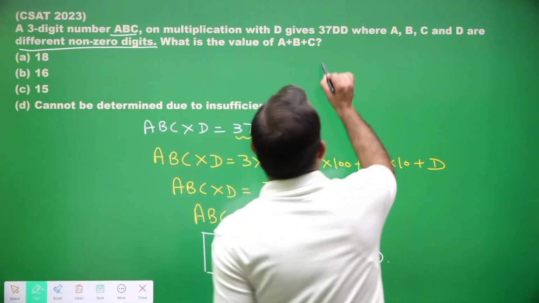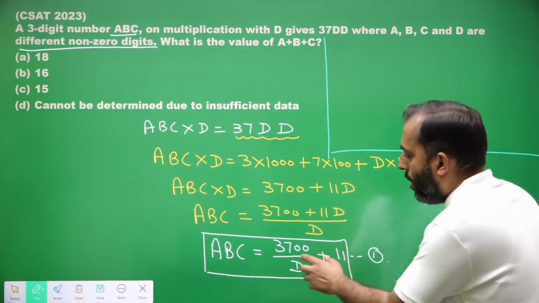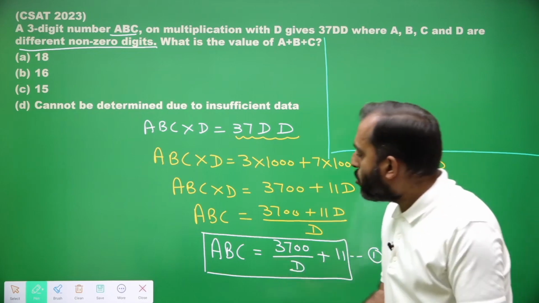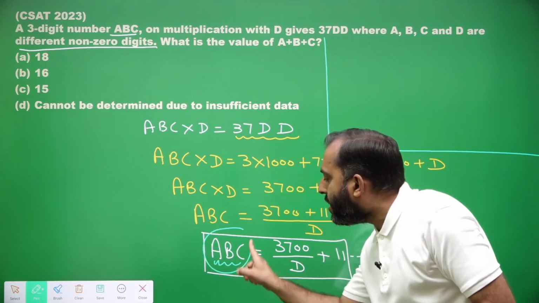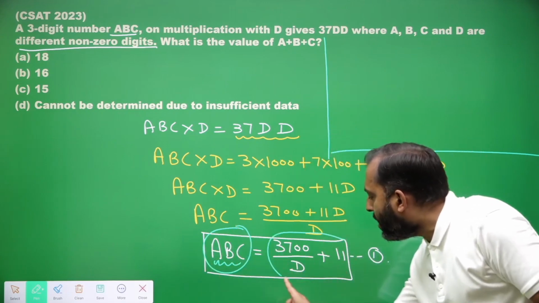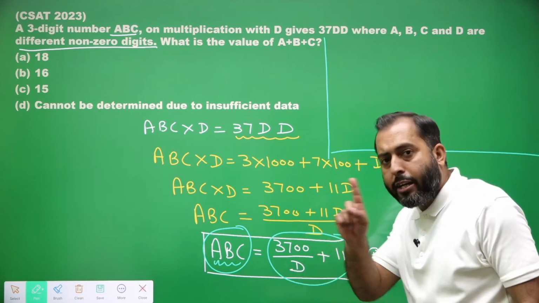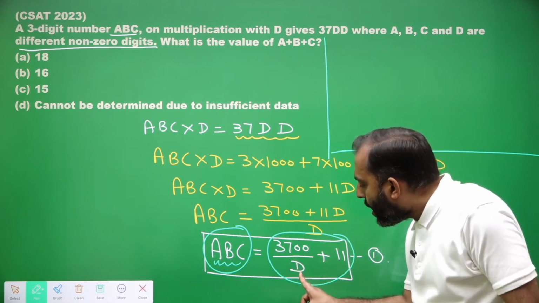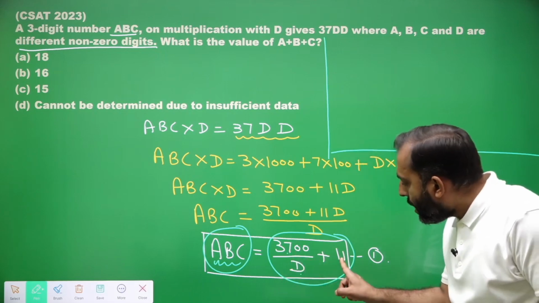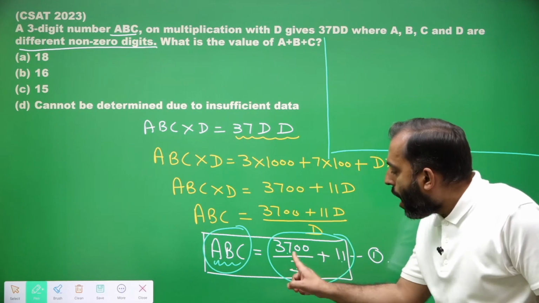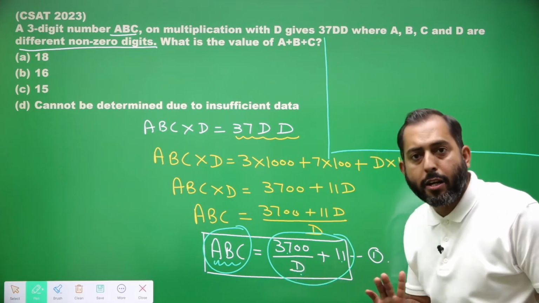Now, what I can say? ABC is a 3-digit number, so it is an integer also. So if my left hand side is an integer, my right hand side has to be an integer. That is only possible when D takes a value which will divide 3700 completely, because 11 is an integer itself. So I need to consider such a value of D which will divide 3700 completely.